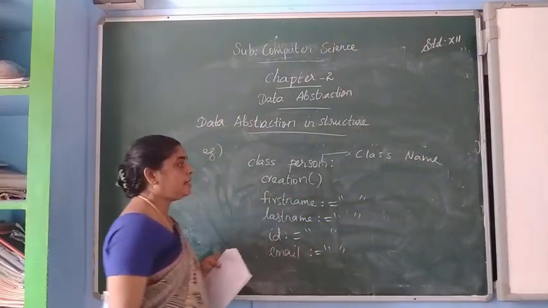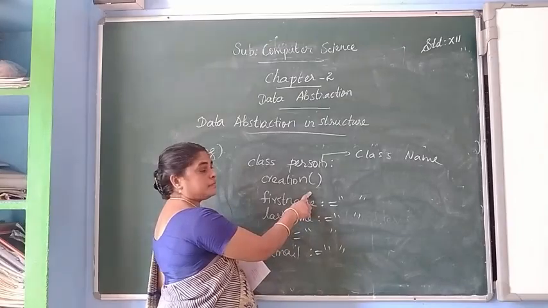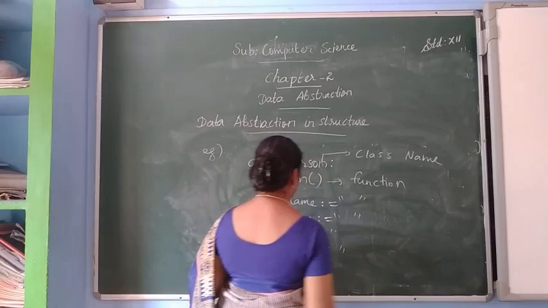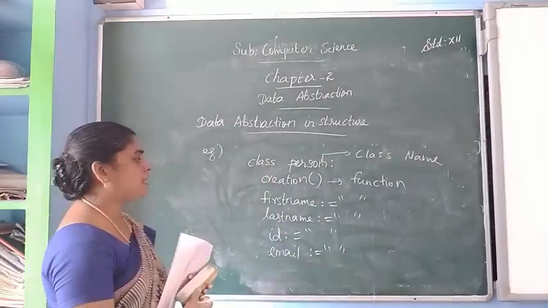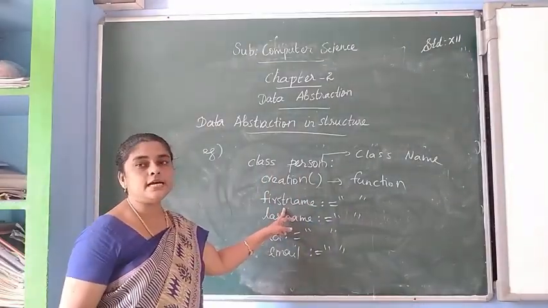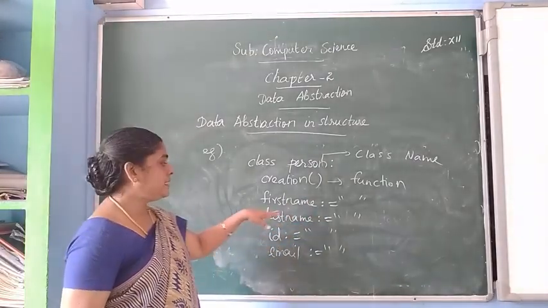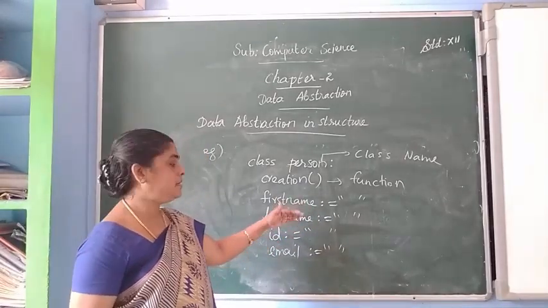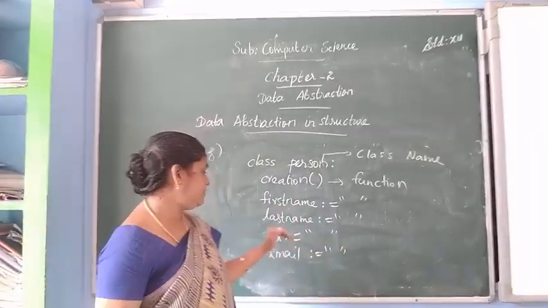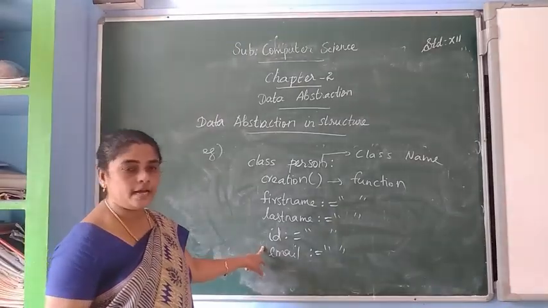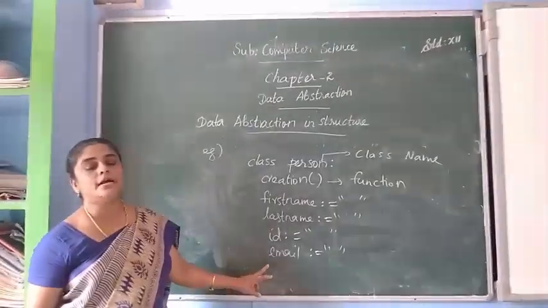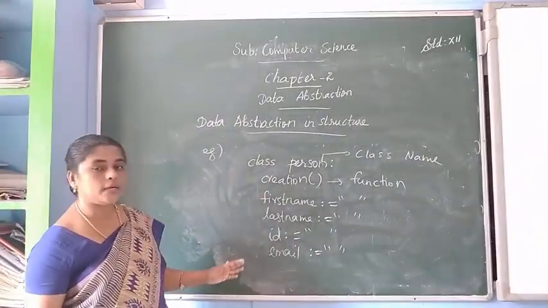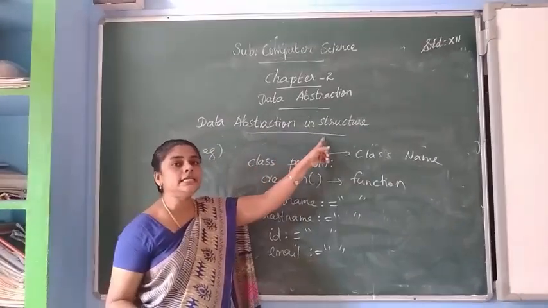Person is the class name. Here, what is used here? Creation means this is a function. This is the function. The next one, first name. Here, we have to set the name of the first person. Then here, we have to set the first name. Here, we have to set the last name. Here ID means we are giving the ID value. Email means we have to give the email address. Can you understand? This is a simple program of data abstraction in structure.